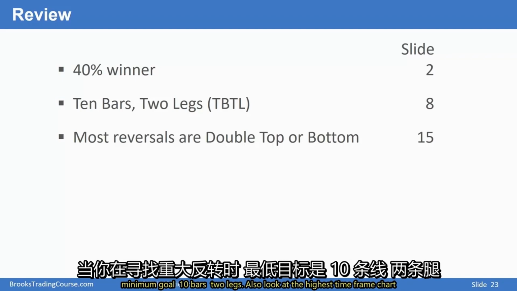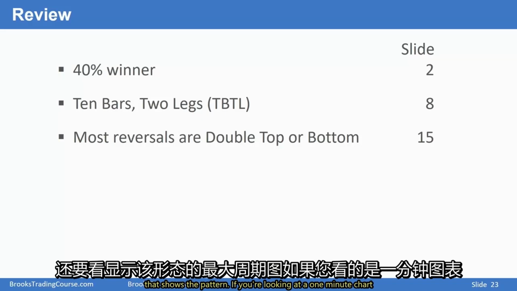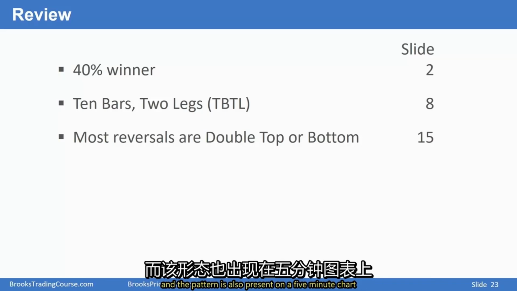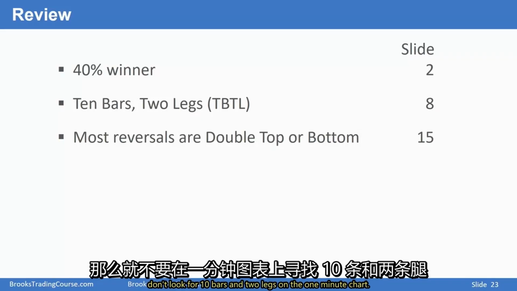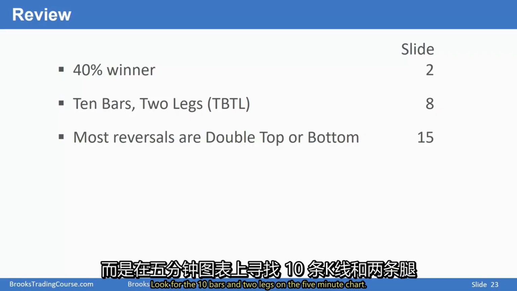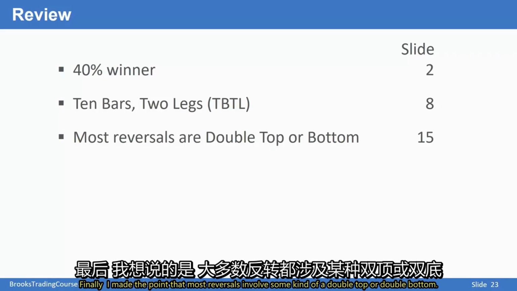Also, look at the highest time frame chart that shows the pattern. If you're looking at a 1-minute chart and the pattern is also present on a 5-minute chart, don't look for 10 bars and 2 legs on the 1-minute chart. Look for the 10 bars and 2 legs on the 5-minute chart. Finally, I made the point that most reversals involve some kind of a double top or double bottom.